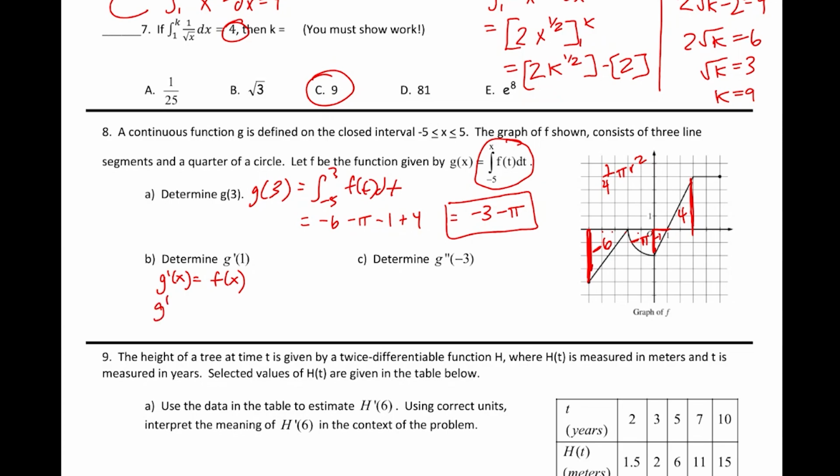So g prime is just f of x. So if I want g prime of 1, that's just going to be f of 1. And so we just need to evaluate the function of f at 1. Okay, in other words, give me the y value when x is 1. So x is 1 right here, and we can see the y value is just 0. So g prime of 1 is 0.